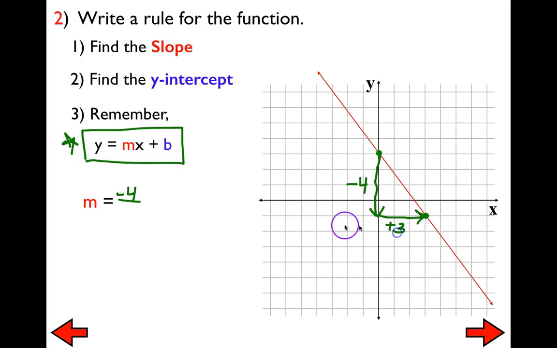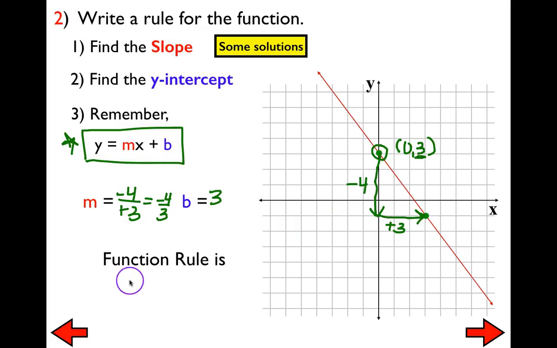Since it's going 3 to the right, that's a positive 3. Negative 4 over positive 3 is going to be a negative 4/3. Then I'm going to look for b. Okay, b is right here. The y-intercept is (0, 3), so b is 3. So now that I know both, I'm going to go ahead and write my function rule using slope-intercept form. y equals negative 4/3 x plus 3.